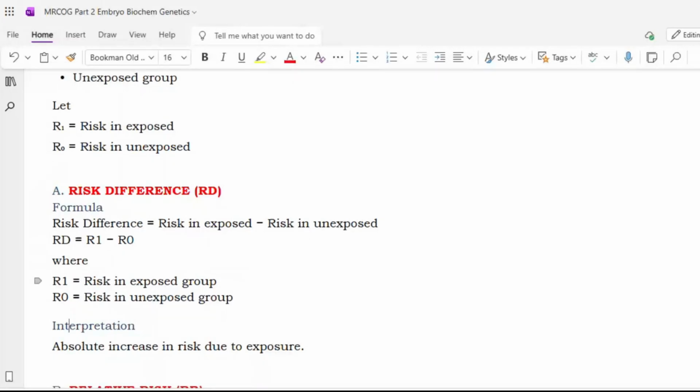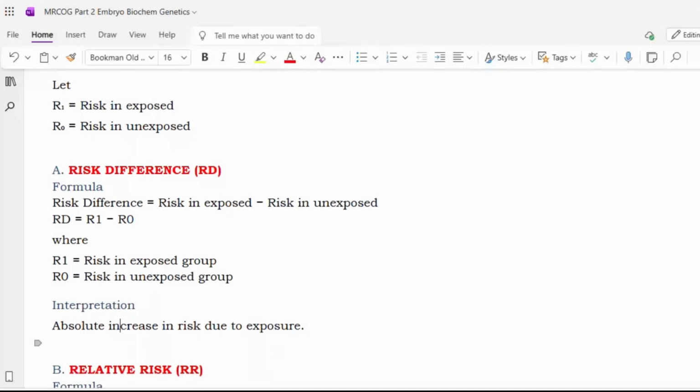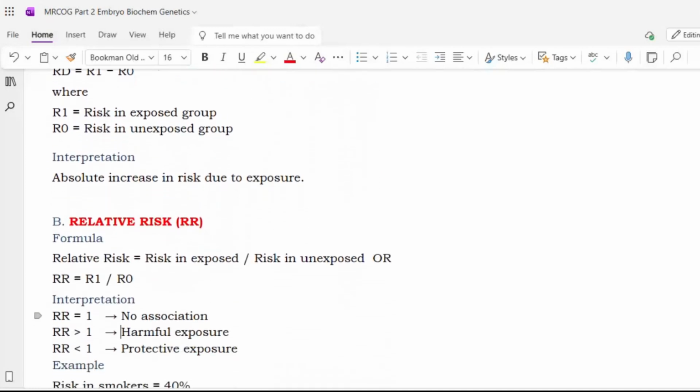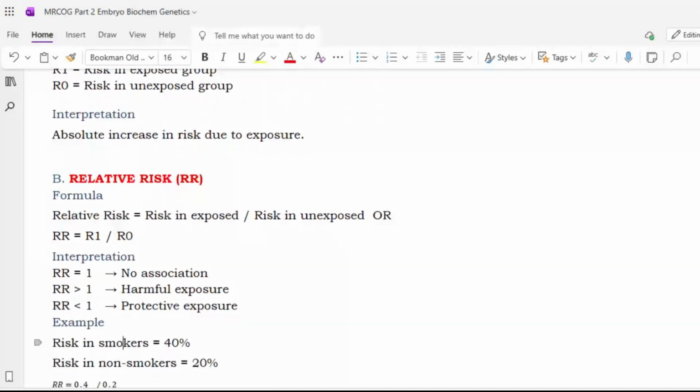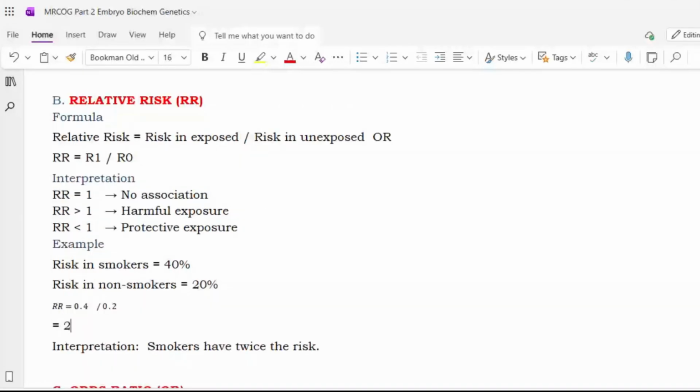So here we are calculating the risk which is exclusively due to the risk factor. So the absolute increase in the risk due to the exposure is denoted by the risk difference. Now the next measure is the relative risk, and this is very frequently asked. The formula for the relative risk is risk in the exposed group divided by risk in the unexposed group.